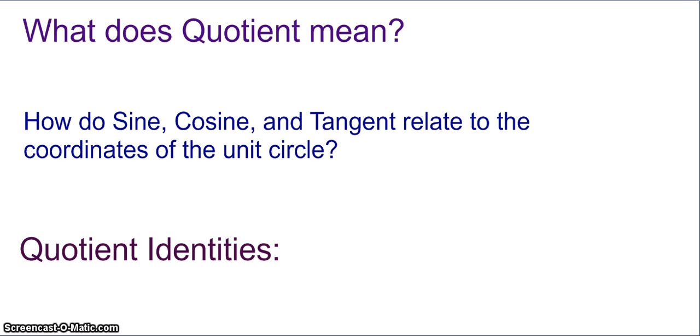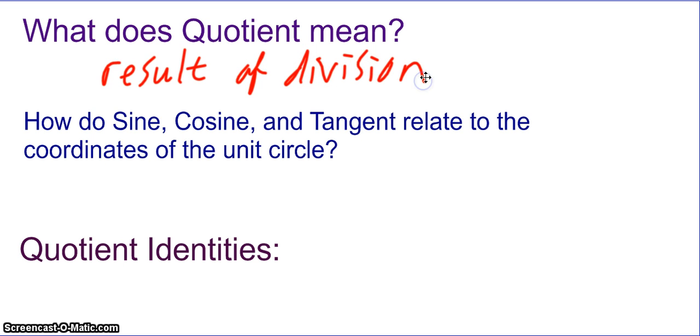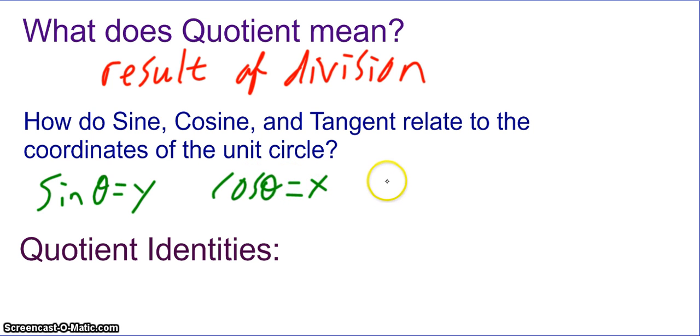Alright, the next 2 identities that we want to make sure we understand are the quotient identities. Well, first of all, what does quotient mean? Well, when we say quotient, think back to our last chapter. What was it? It was the result of division. So I know division is going to take place here. Well, now how does sine, cosine, and tangent relate to the coordinates on the unit circle? Well, we know that sine of theta is y, cosine of theta is x, and tangent of theta is y over x. But wait, if tangent is y over x, what is that actually telling me?